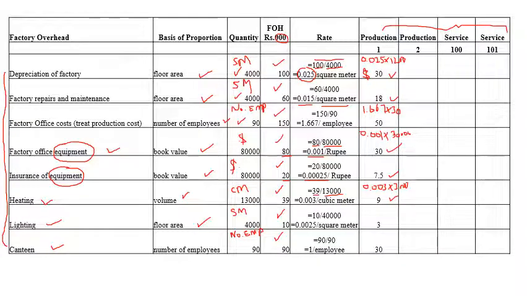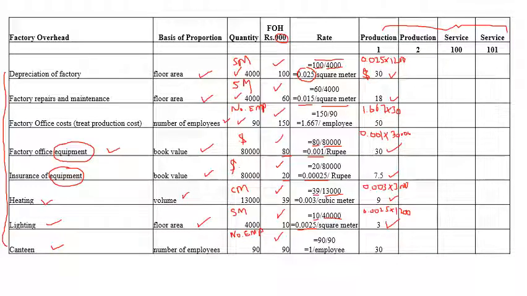Then again you have $10 of lighting. You divide it by the total floor area of the whole factory, you will get a rate of 0.0025 per square meter. And department 1 occupies 1200 square meters. So 0.0025 multiplied by 1200 floor area, you will get $3.